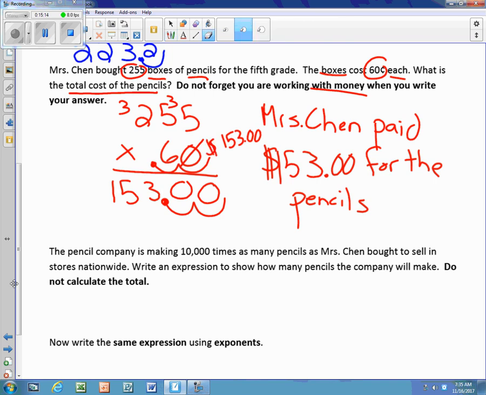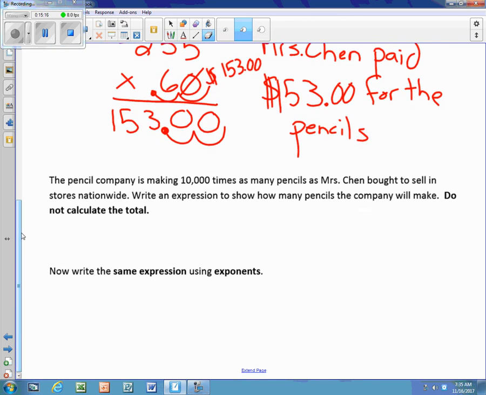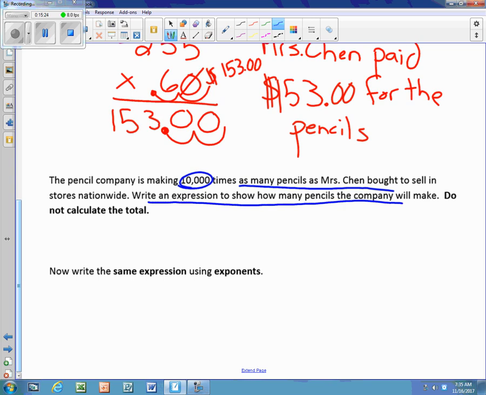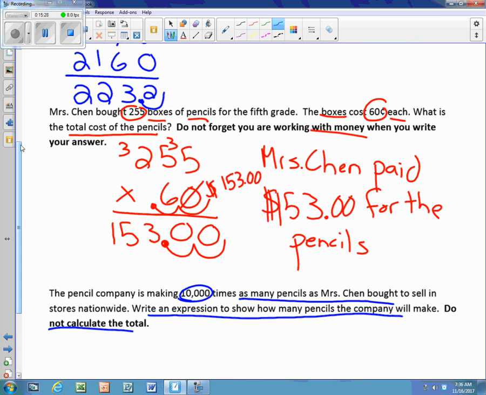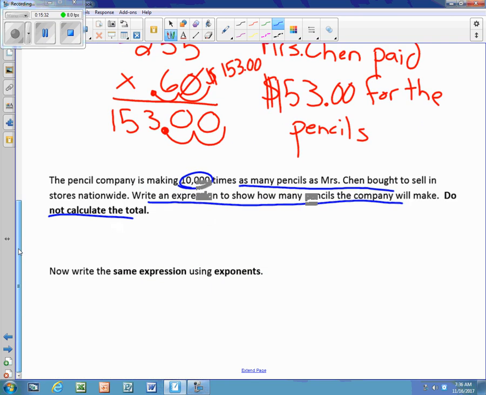So then it says the pencil company is making 10,000 times as many pencils as Mrs. Chen bought. Write an expression to show how many pencils the company will make. Do not calculate. So Mrs. Chen, let's go back here. She bought 255, and the pencil company is making 10,000 times that. There's my expression. It says not to solve, not to calculate, so I'm not going to do it.